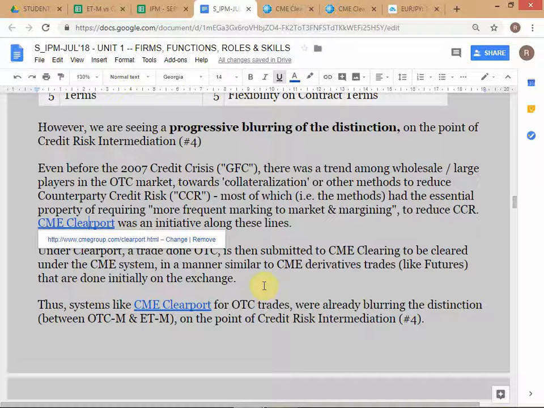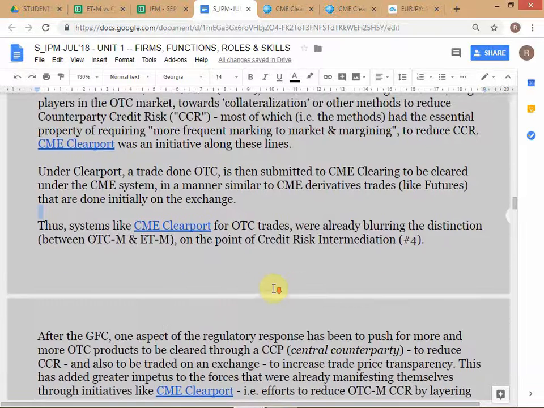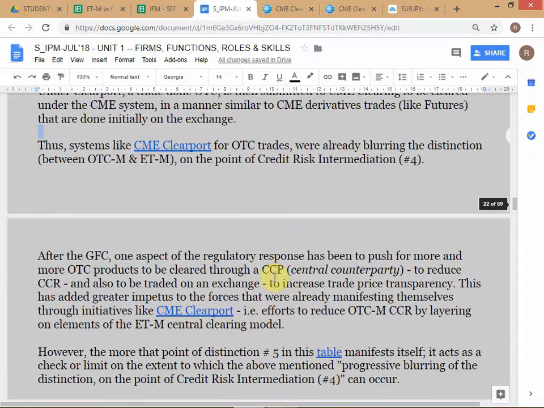So the point I'm trying to make here is that, having studied the traditional distinctions, we have to also be aware that there is a progressive blurring of the distinction. One example of that is CME Clearport, which you can read about at the link to get an idea of what was going on. This was going on even before the so-called GFC. GFC stands for Global Financial Crisis. It really started in 2007, but the Lehman bankruptcy was in September 2008. So you can call it the 7-8 crisis.